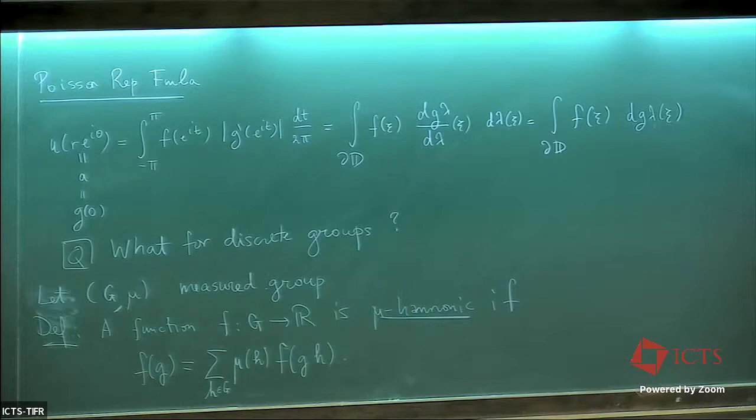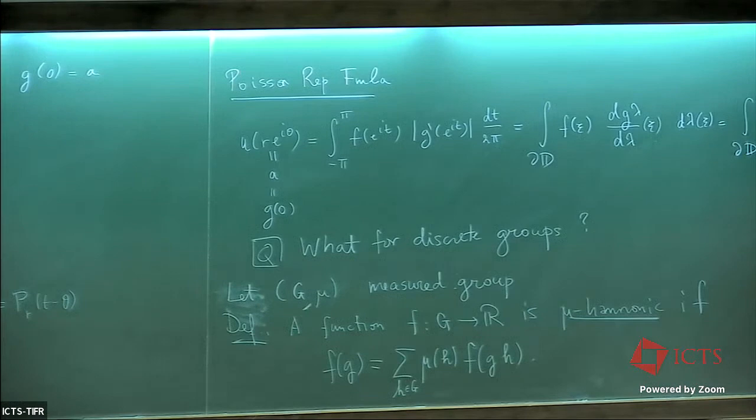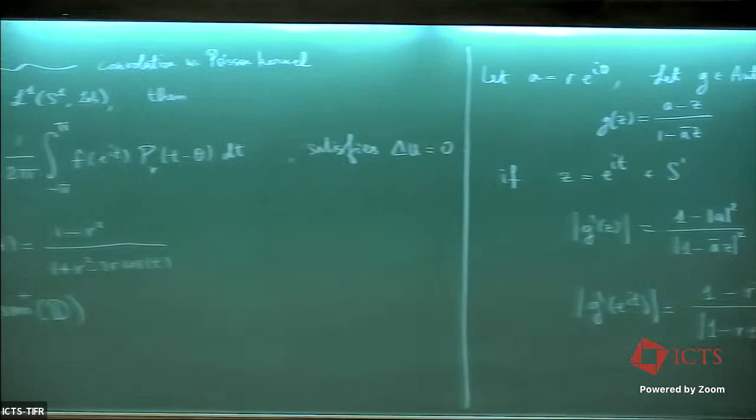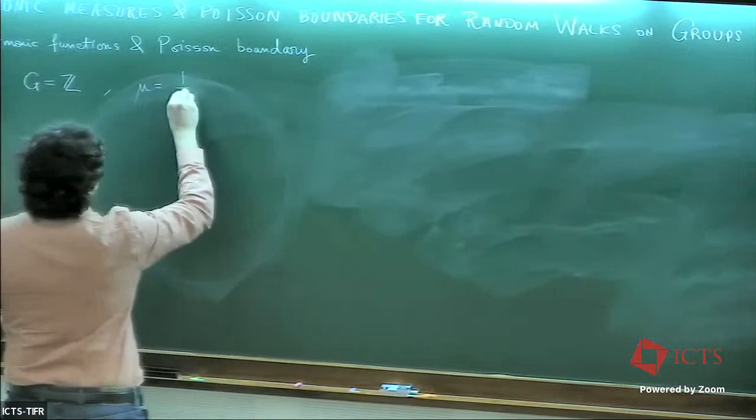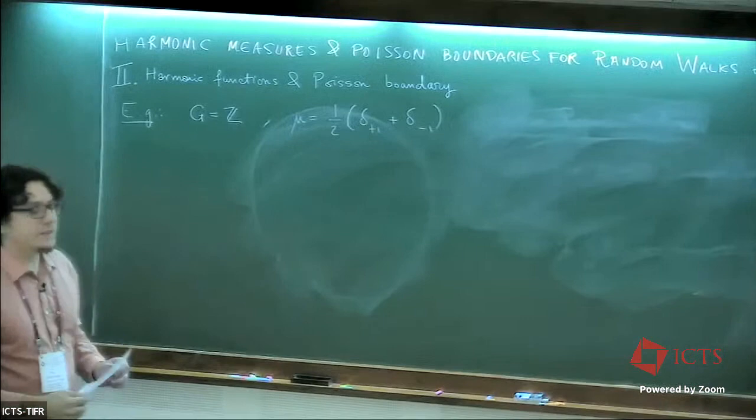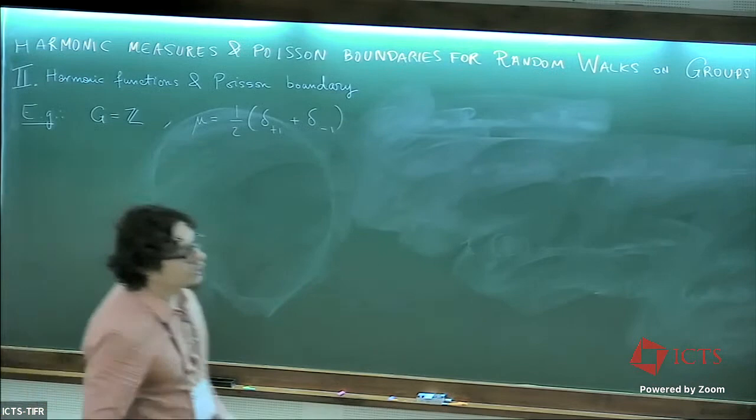Okay, and in fact, we can look at various examples. So let's look at examples of harmonic functions. If you take G to be the group Z, and you take mu to be the usual balanced measure between plus one and minus one, then it's pretty easy to tell what the harmonic functions are. By the way, we need to introduce this definition, maybe right here.